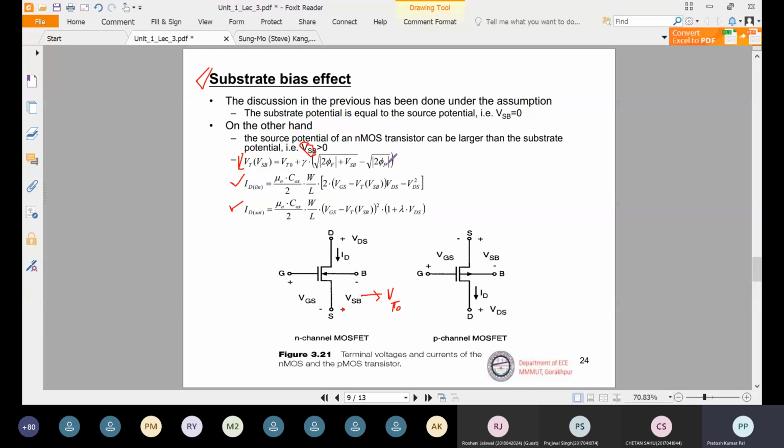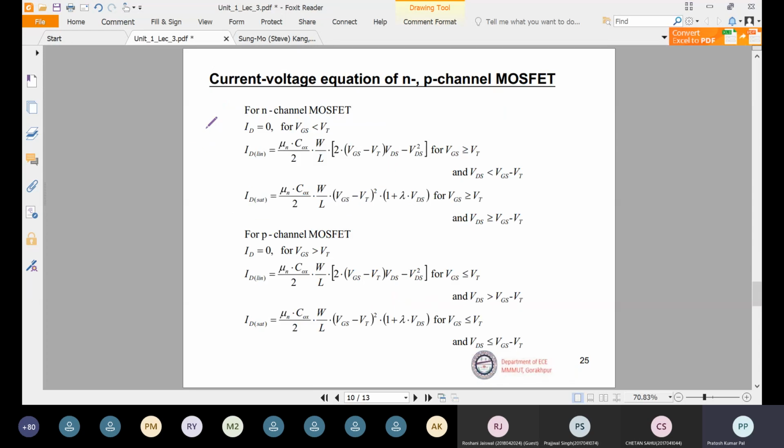So this is the relation: if there is a body voltage value, it will change the threshold voltage, and this threshold voltage will be affecting the current in the linear and saturation region. So this is how we consider the effect of body biasing. Okay, so from the next class we will be discussing the other parameters.